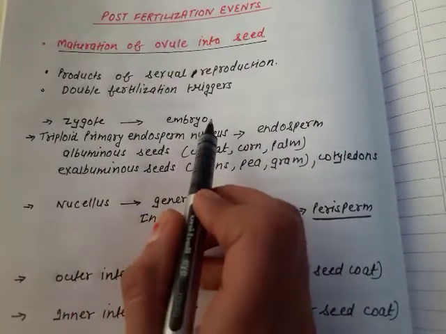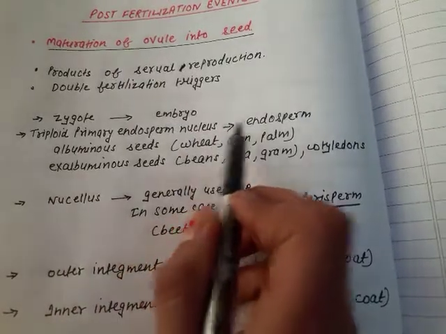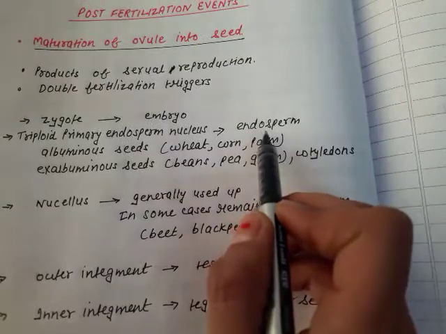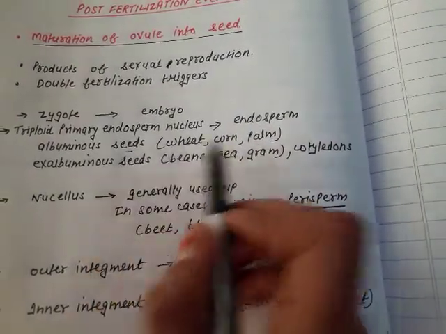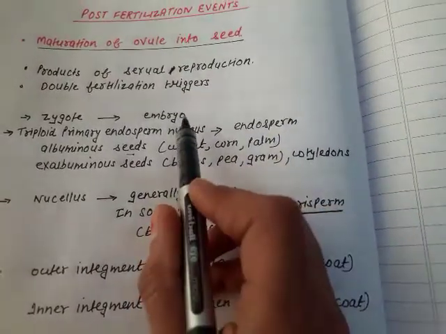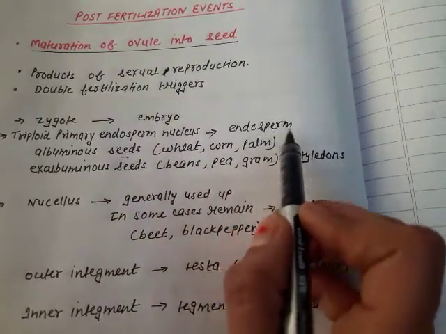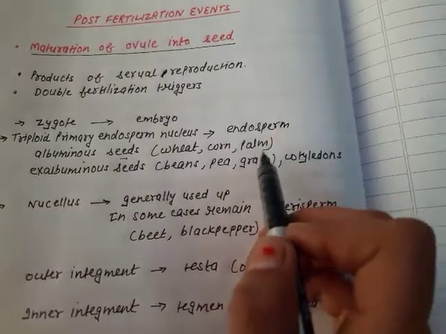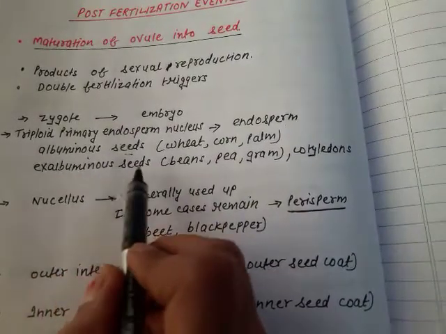Zygote develops into embryo. Triploid primary endosperm nucleus develops into endosperm, and endosperm is what? The food laden tissue. Now what happens in some seeds? This endosperm is completely utilized by the embryo. However, in some cases this endosperm is left. So on the basis of this, seeds are of two types, that is albuminous seeds and ex-albuminous seeds.